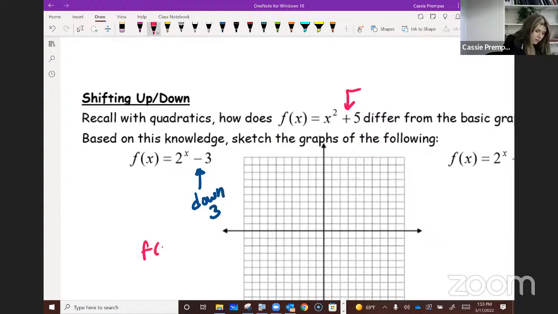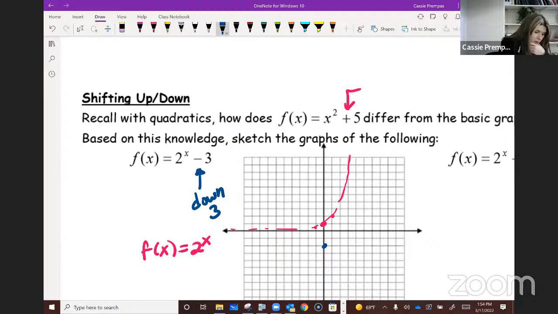f of x is equal to 2 to the x, which looks like it would have points of 0, 1 included on all parent graphs. And then this specific graph would have 1, 2, negative 1/2. And then I have to go down 3. This is new. Take 0, 1, go down 1, 2, 3. Now it's at 0, negative 2.